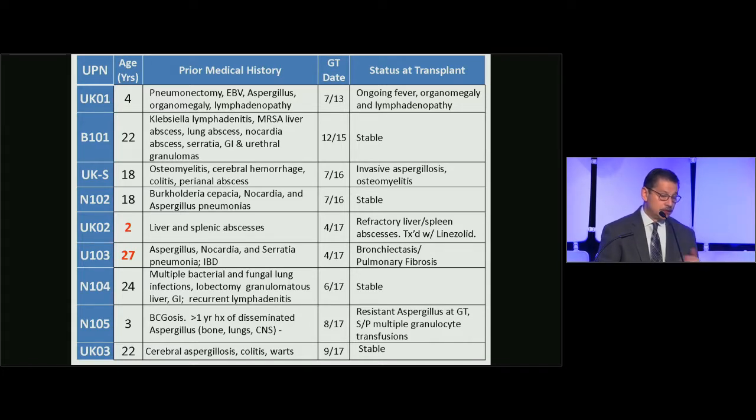And on the right was their status at clinical transplant. Of note, the first patient and N105, second from the bottom, were really sick at the time of transplant. So the transplants were almost done as rescue attempts for their really severe infections. And one other subject, UK02, because of their infections, was on the antibiotic linezolid, which is associated with myelosuppression as one of its complications.